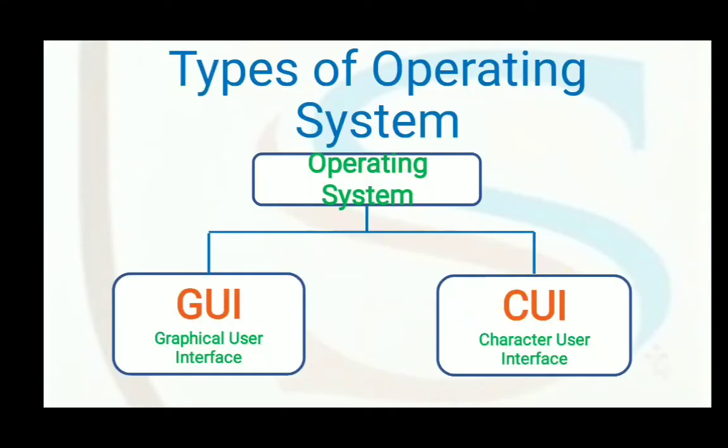Now, types of operating system. There are two types of operating system. One is the GUI, the other is the CUI. Once again, one is the GUI, which means graphical user interface. The other is the CUI, which means character user interface. So today we'll be talking about both of them.